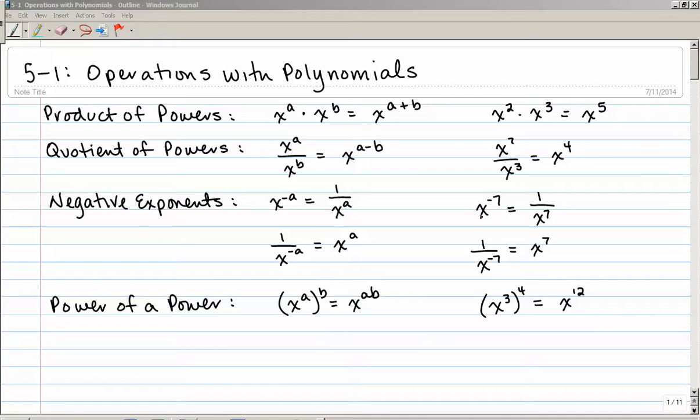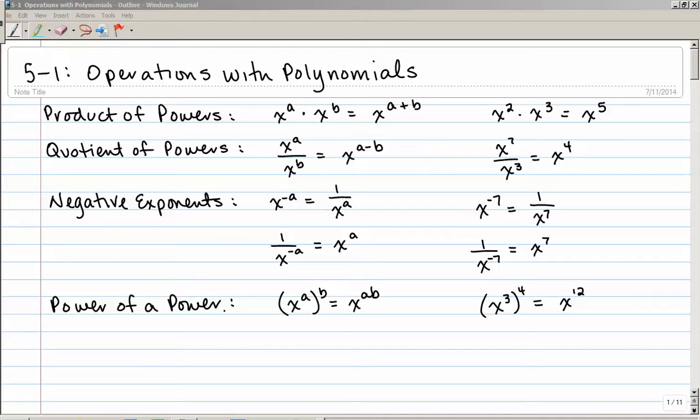Here are some examples. X to the negative 7th is 1 over x to the positive 7th, and 1 over x to the negative 7th is x to the positive 7th. Basically, take the power and move it over the fraction bar, and you can make the negative exponent positive.